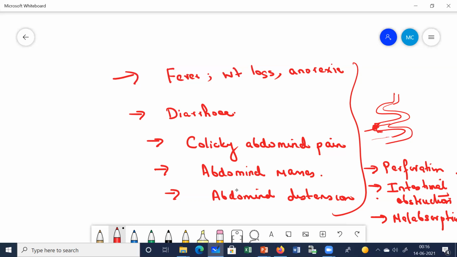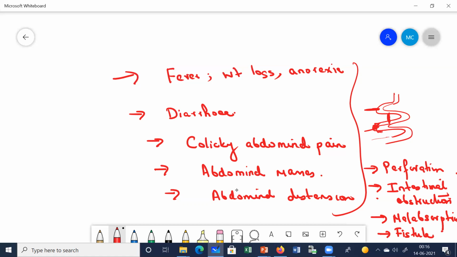Clear? And what else can occur? Yes, apart from this, there can be hemorrhage. I told you, hemorrhage, perforation, intestinal obstruction, malabsorption. There can also be fistula formation. Often between two loops of the intestine there can be fistula formation, or between the intestine and the skin. Between the skin and the intestine also, there can be the formation of fistula. So fistula formation also can occur. These are the different complications which can occur.